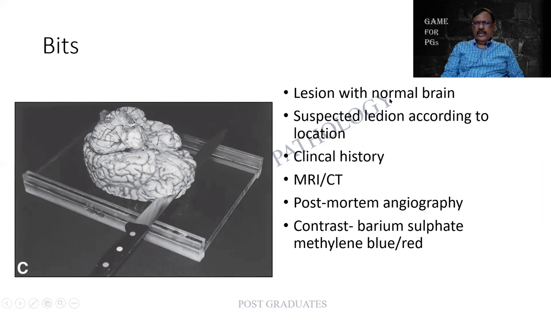You will have to cut the lesion along with the surrounding normal brain, the suspected lesion according to its location, based on the clinical history, MRI, CT, etc. Sometimes an angiogram can guide us to the lesion. A contrast X-ray can also help us. I'll be showing one of the pictures over here.